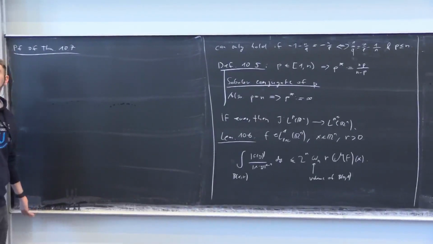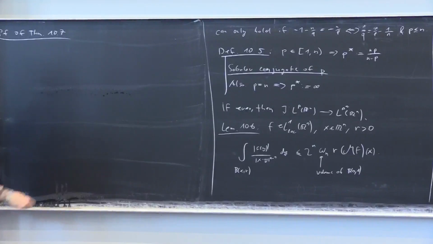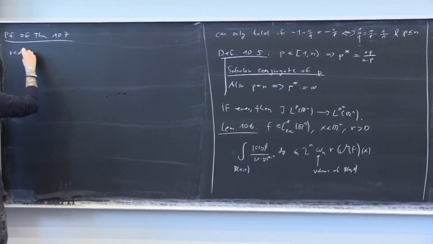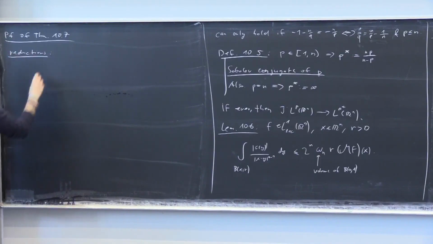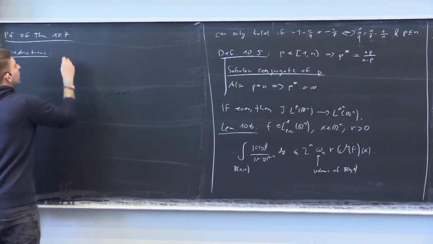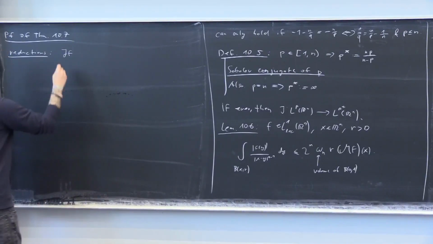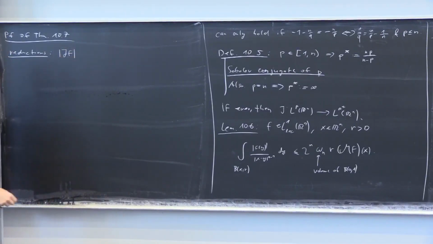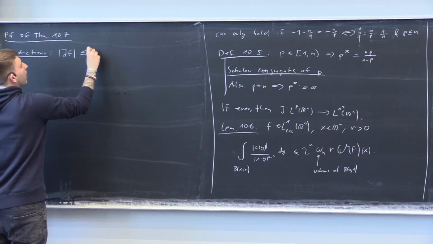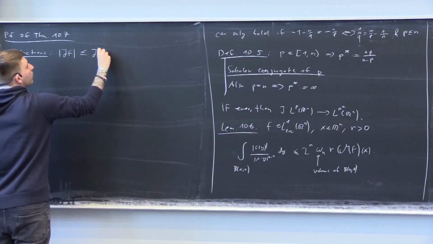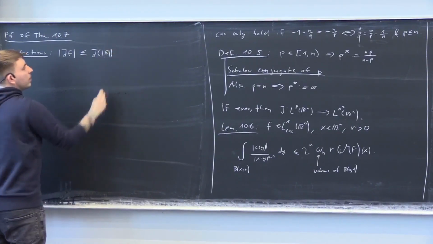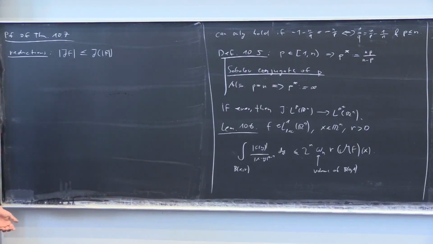Okay, so first of all, we want to make some reductions. What is quite clear is that if I take If and I'm interested in its size, so I plug in absolute values, then in the definition of the Riesz potential I can just use the triangle inequality to find that this is dominated by I applied to the absolute value of f. So this tells me that I can work with non-negative functions.